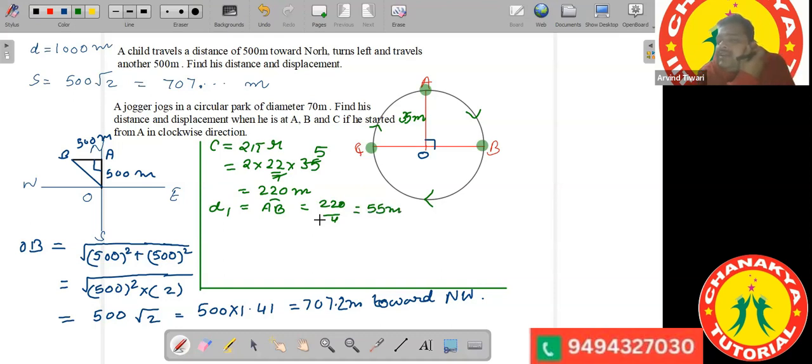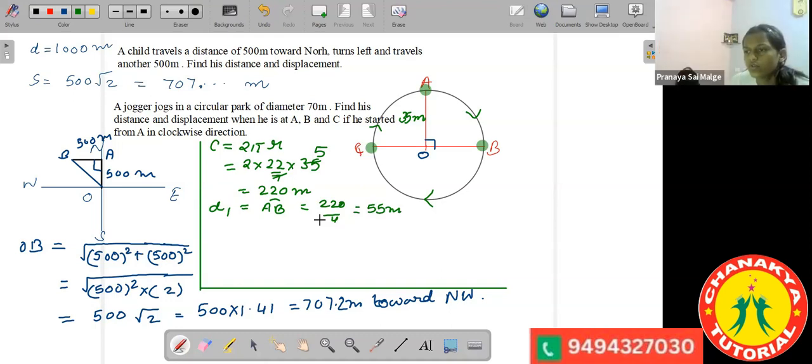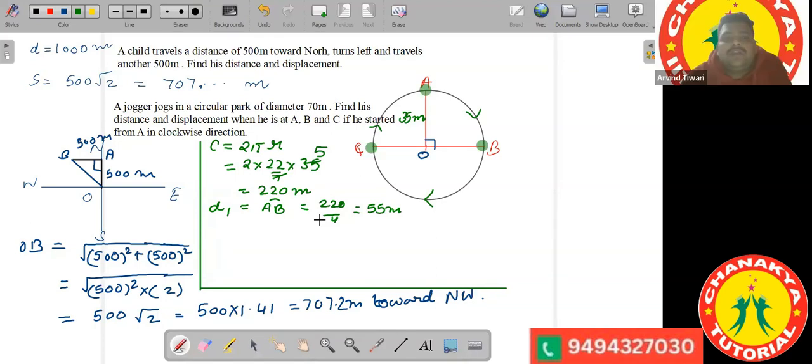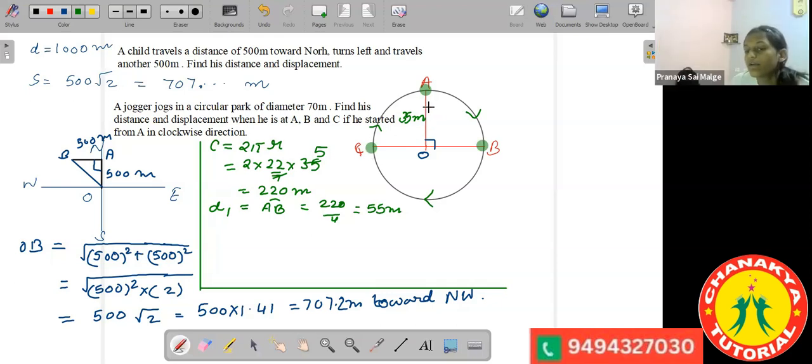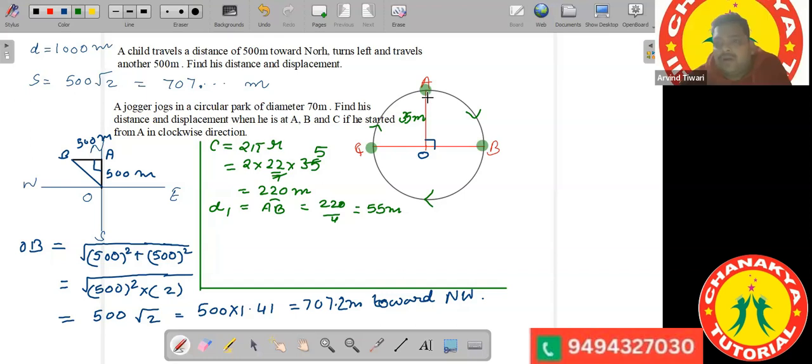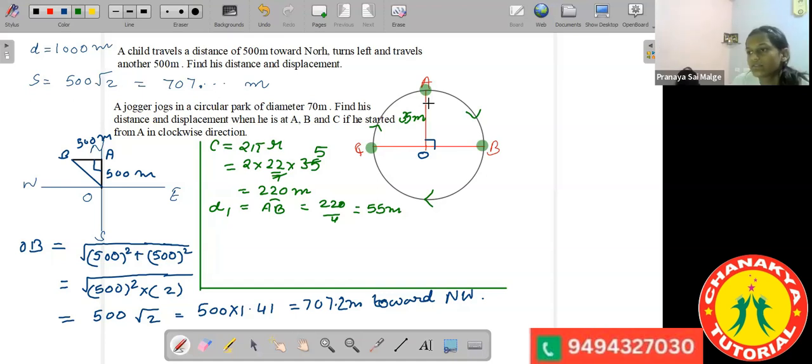Did anyone get this answer? That first distance is 55 meter. Aren't you supposed to do 220 minus 55? Because we have to see from A to C and then C to B for the distance. It is going in the clockwise direction. In the place of the figure, if you put a clock, the clock moves from A to B and then to C, like this. Okay, so I directed it from A to C because I didn't do it that way.